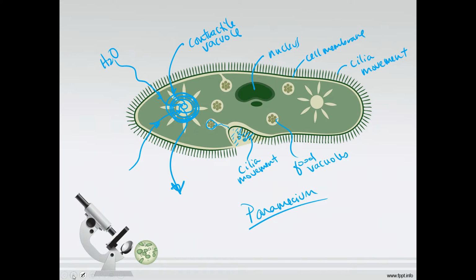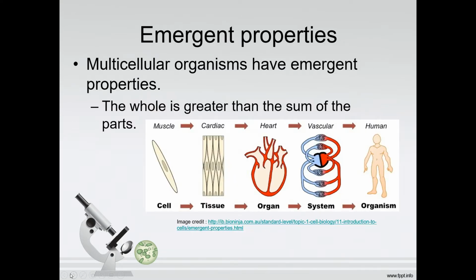Good. All right, let's talk a little bit about multicellular organisms like us as opposed to unicellular organisms like the paramecium. So this idea of emergent properties is basically that the whole is greater than the sum of the parts. Us as a whole organism can do a whole lot more than a pile of our cells could do.